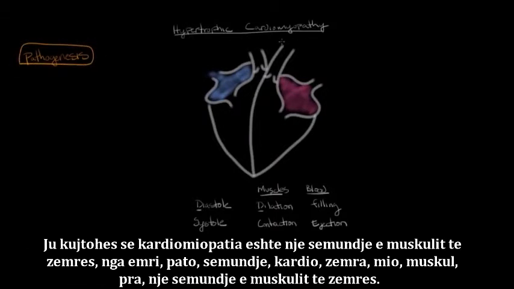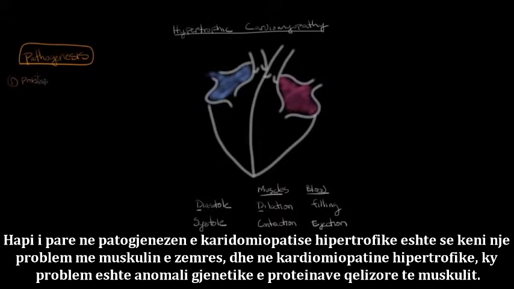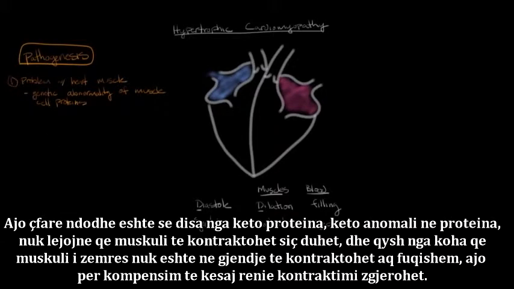You can remember that cardiomyopathy is a disease of the heart muscle by the name: pathy meaning disease, cardio meaning heart, and myo meaning muscle, so a disease of the heart muscle. So the first step in the pathogenesis of hypertrophic cardiomyopathy is that you have a problem with the heart muscle. And in hypertrophic cardiomyopathy, this problem is a genetic abnormality of the muscle cell proteins. And what happens is that some of these abnormalities in the proteins don't allow the muscle to contract properly.